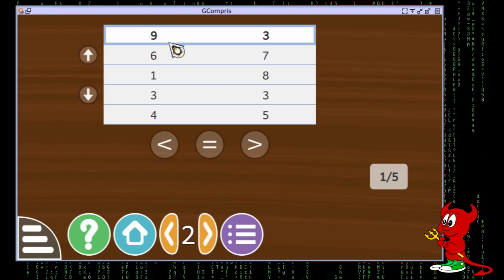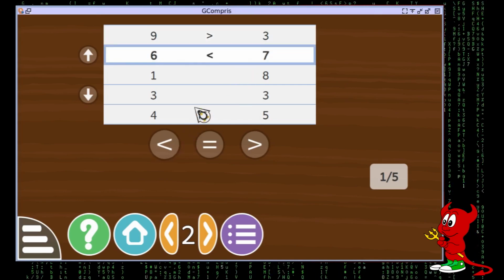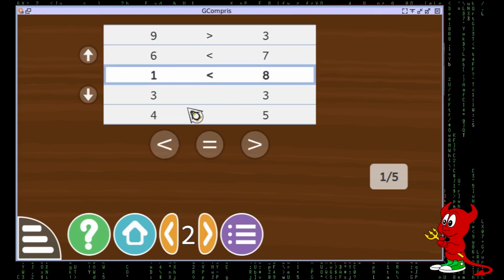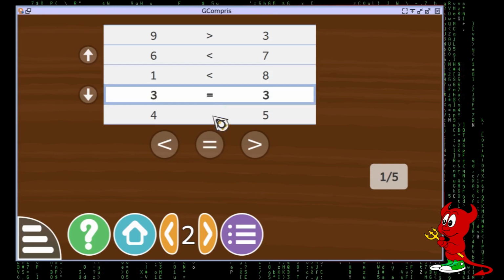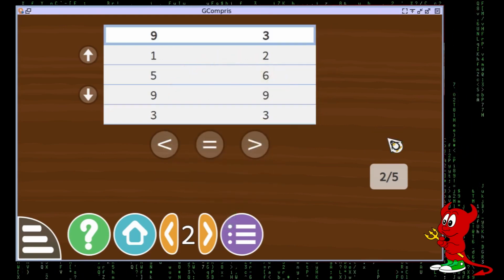Second task, 9 with 3, 6 with 7, 1 with 8, 3 with 3, 4 with 5. Okay, it looks like I'm getting good at this.